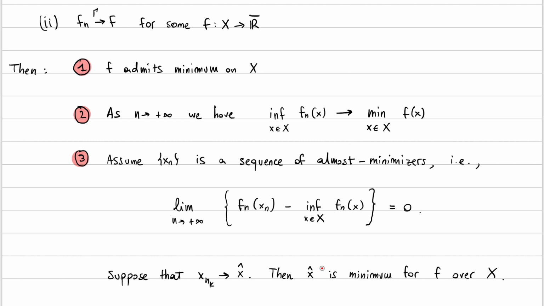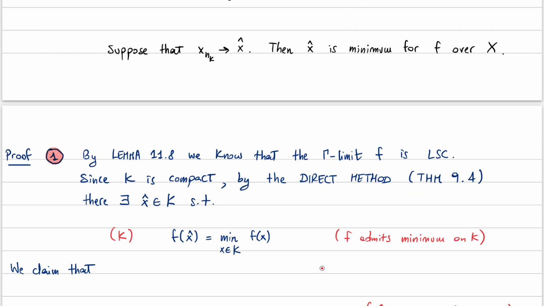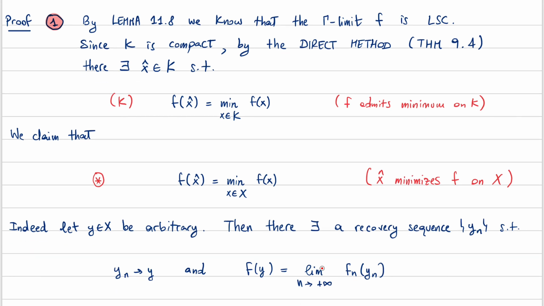So let's prove this theorem. We start by showing that F, the gamma limit, admits a minimum over the whole space X. So first of all, remember that in Lemma 11.8, we proved that any gamma limit is actually lower semi-continuous. So F is lower semi-continuous. Then remember that we assumed that the set K was the set of equicoercivity. So we assume obviously that the set K is compact.